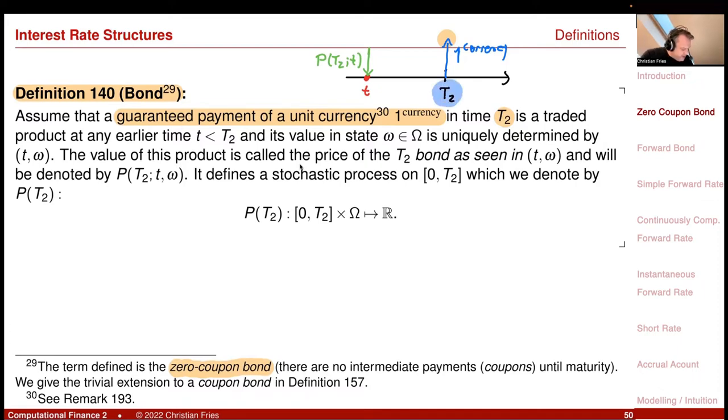Yeah? So I have the financial product. P is the value of receiving something in time T2. I observe it in little t, and all the quantities are, well, random variables. So there is maybe here an omega. So I'm now in state omega. So this means that P(T2) is a stochastic process. P(T2) observed in little t is a random variable. And this here is then a value in units of one currency.